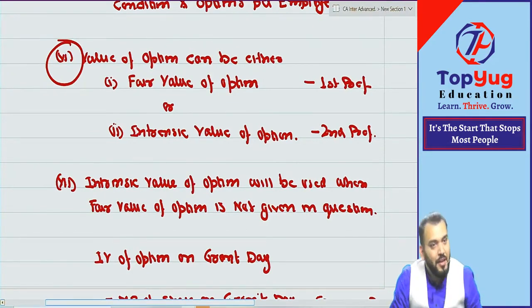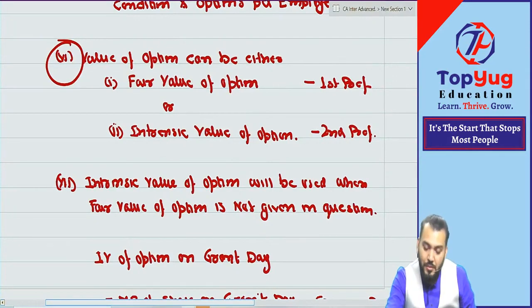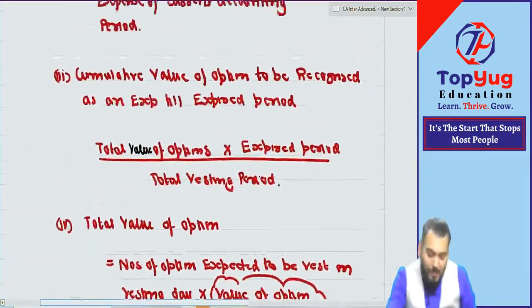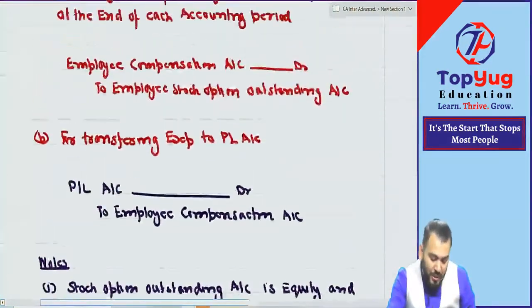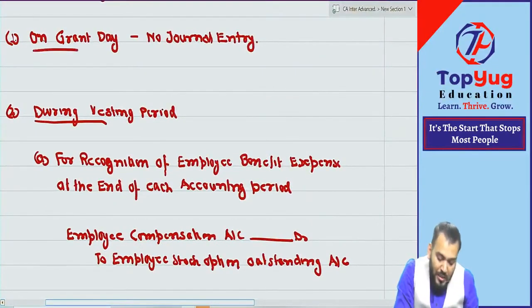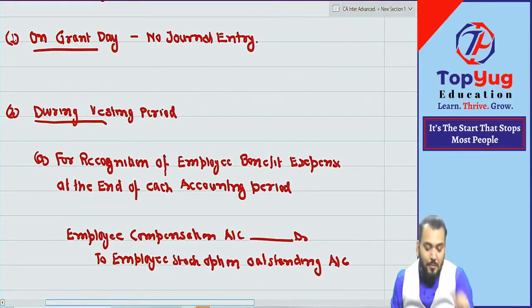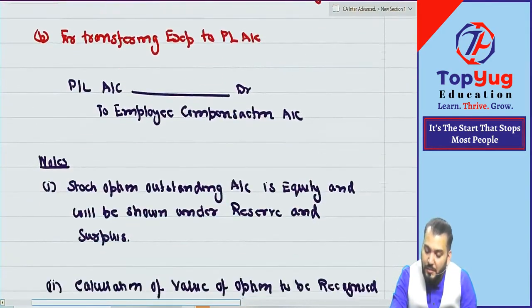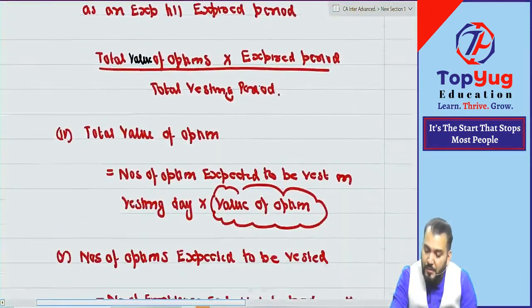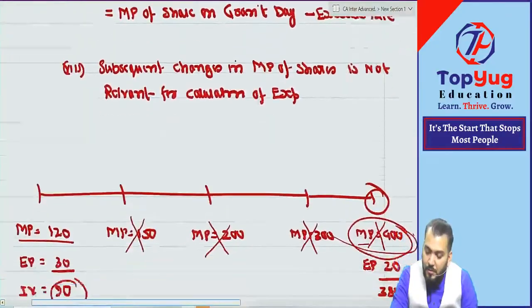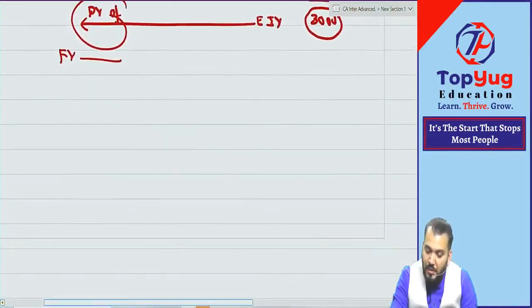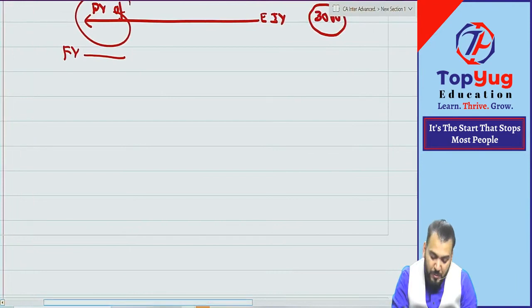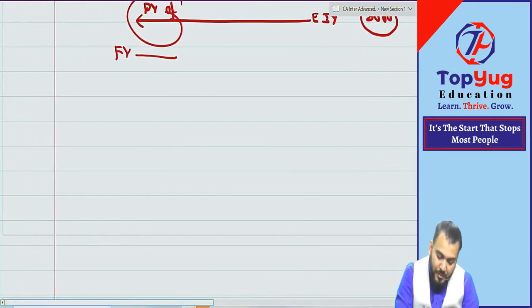Understood? Now done. So we have done point number 1. What was point number 1? On grant day. Then we have done point number 2, during vesting period. Now come to point number 3. During which period? Exercise period. So point number 3, write down.